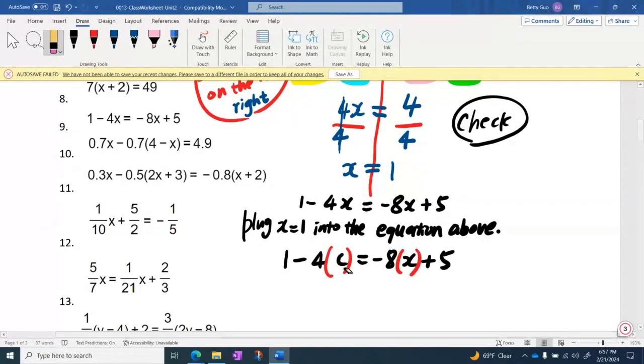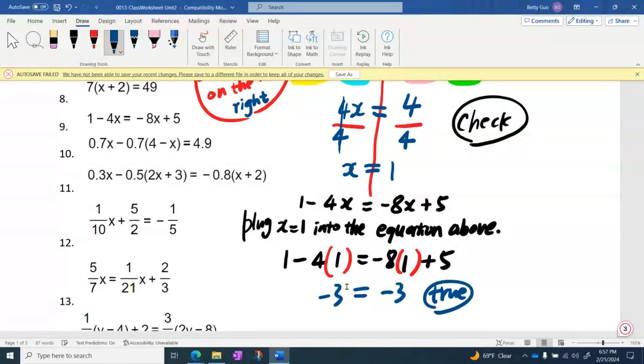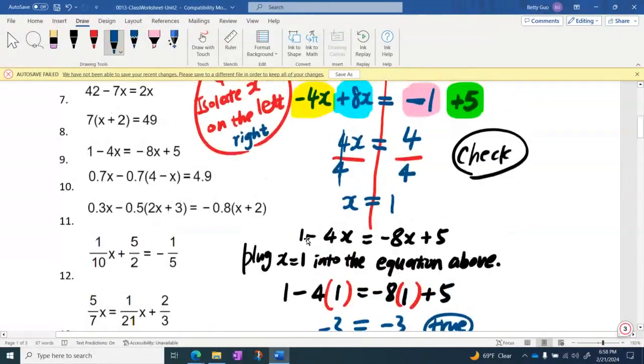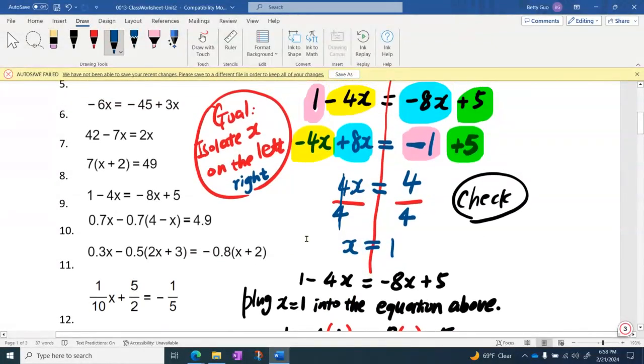Frame the x, put 1 into it, and then evaluate. The left side, 1 minus 4 times 1. 4 times 1 is 4. 1 minus 4 is negative 3. On the right side, negative 8 times 1 is negative 8. Negative 8 plus 5 is negative 3. That is a true statement. Since the number 1 satisfies the equation, when we plug in, the left side equals the right side, we got a true statement. That means 1 is the solution of the equation. So we got it right.